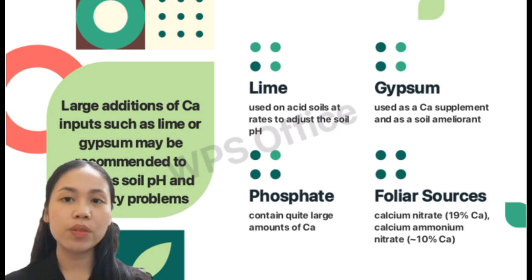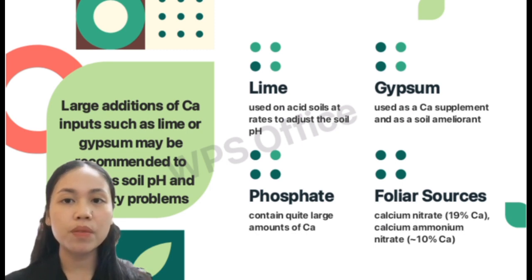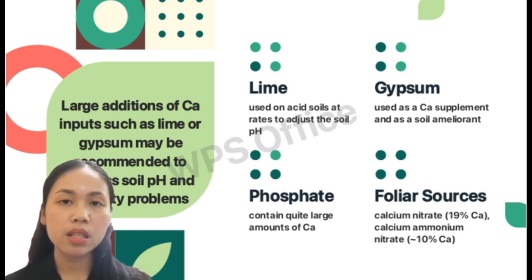Large additions of Ca inputs such as lime or gypsum may be recommended to address soil pH and sodicity problems. If soil pH is adjusted to above 5.5 or ESP reduced below 5%, calcium is unlikely to be in low supply. When targeted inputs are needed during the growing season, several highly soluble Ca sources are available.